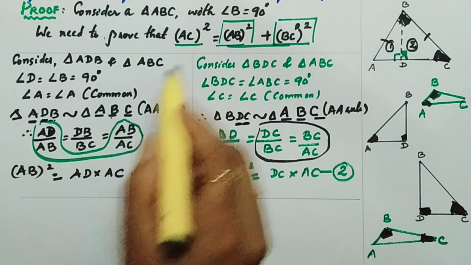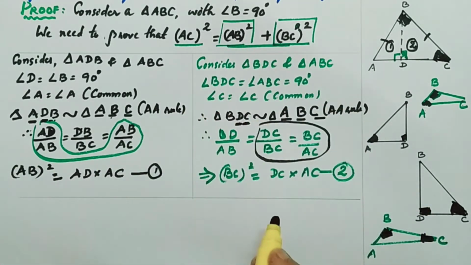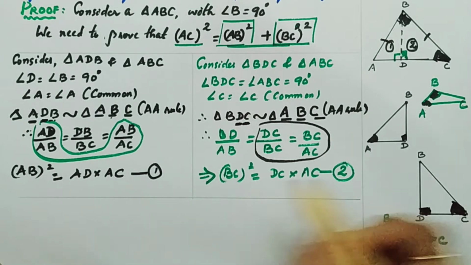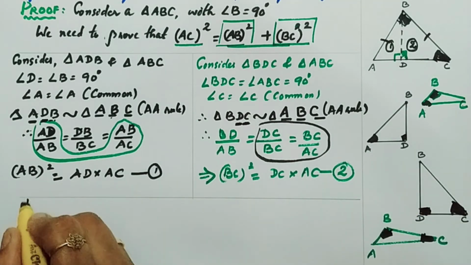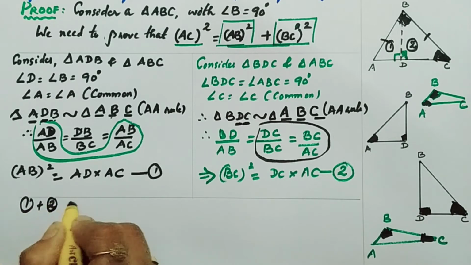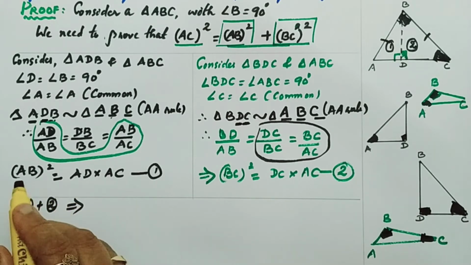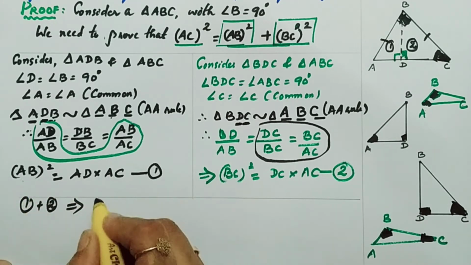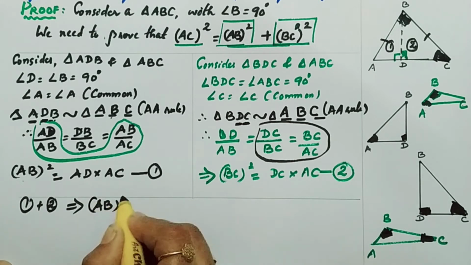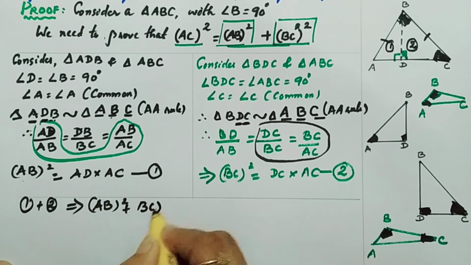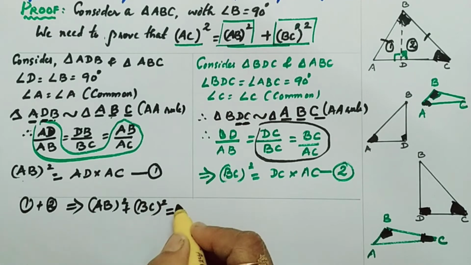Thus, you got AB square and BC square. Now, what will be the steps? Adding equations 1 and 2. Therefore, adding 1 and 2 we get, adding means add the left side first: AB square plus BC square. Adding the left side equal to, we can add the right side.